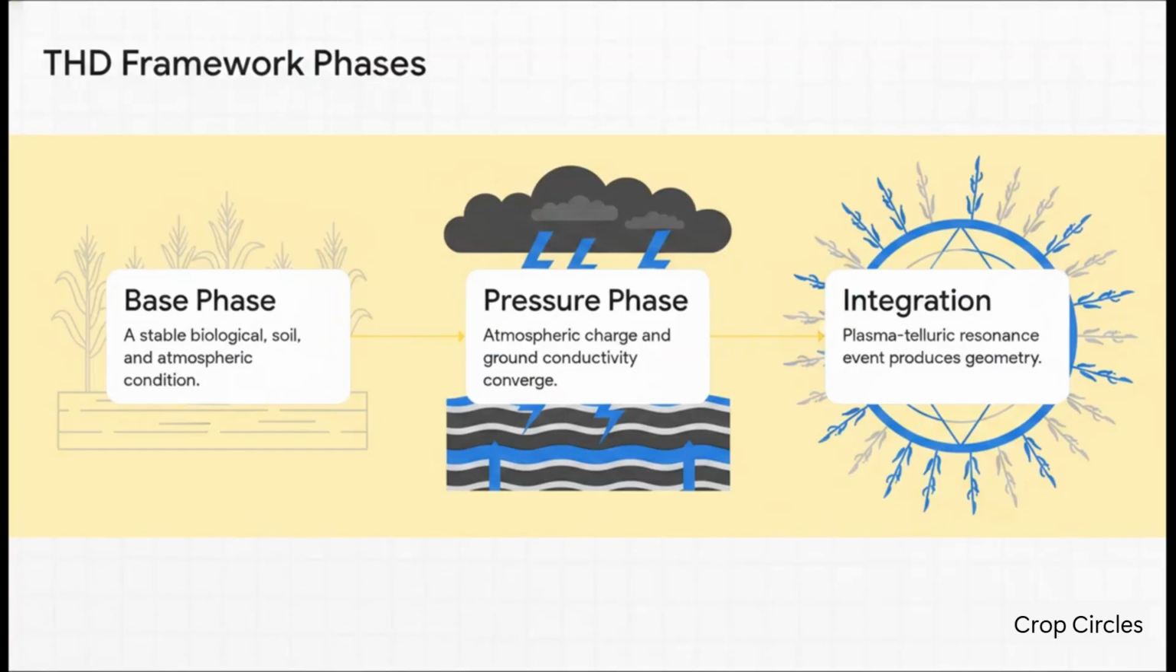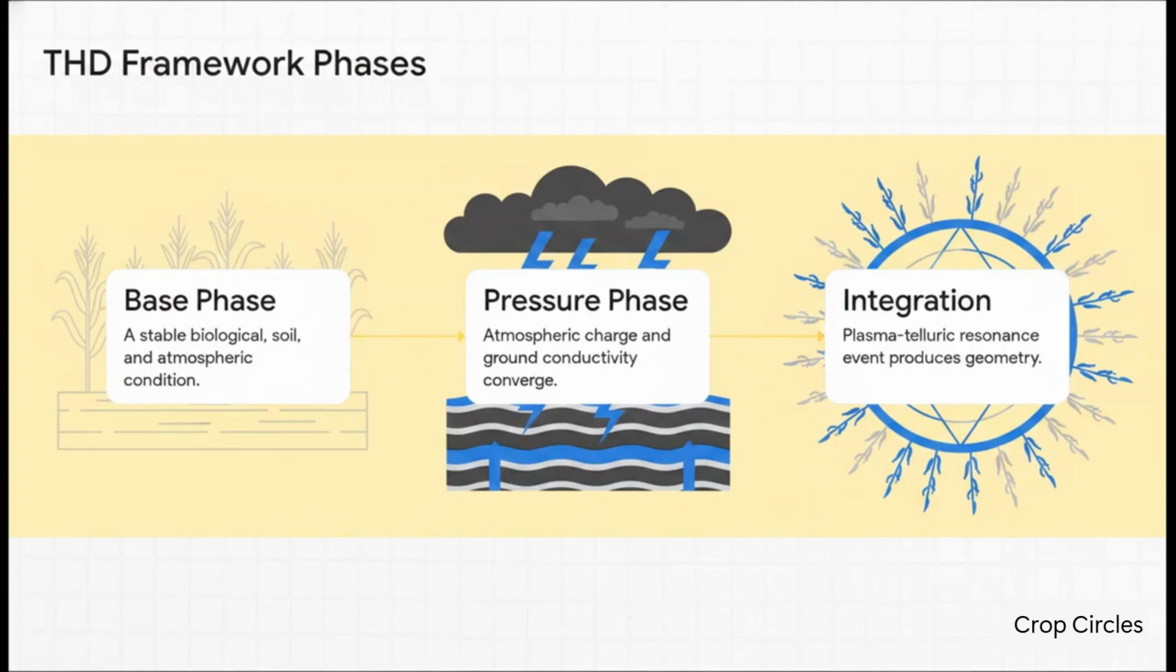Now, this whole process builds up in 3 distinct steps. In phase 1, the base phase, everything is totally normal. Stable field, nothing crazy. But then we hit phase 2, the pressure phase, and things get really intense. Atmospheric electrical charge from a storm builds up above, while conductive stuff below, like subsurface water or chalk layers, pulls back. They're basically yanking at each other.